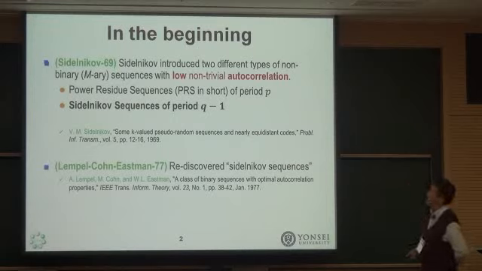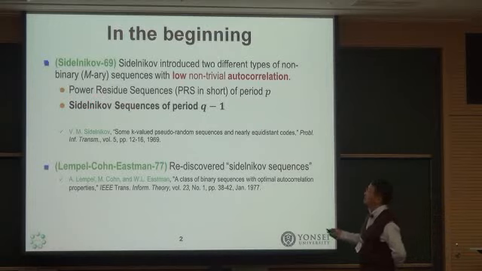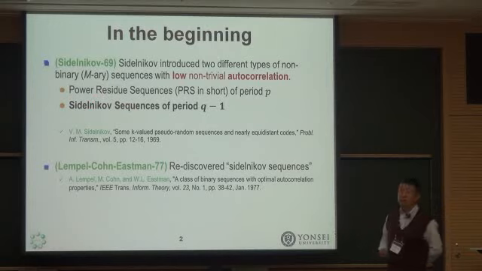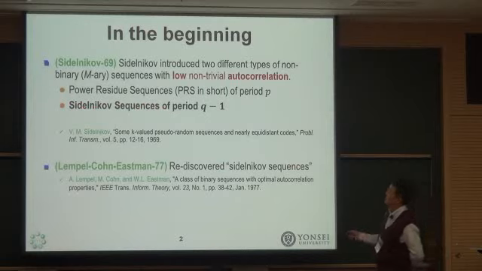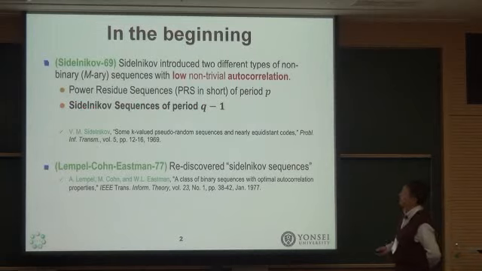And those two sequences are now called power residue sequences, which is of period P for prime P, and another, now called Sidelnikov sequences, of period Q-1. So these two sequences are quite different, but have very similar properties.